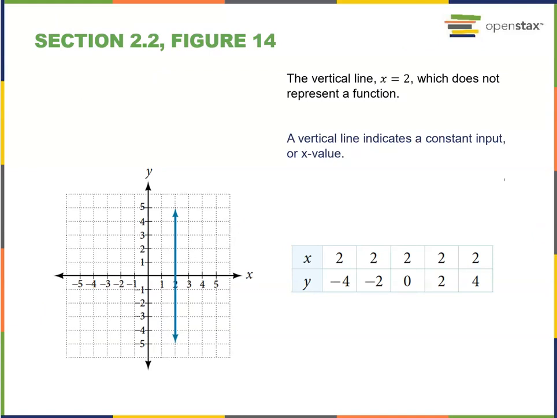So how do we graph a vertical line? An example: this is a vertical line here, that is x equals 2. A vertical line indicates a constant input, or x value. Look at the y values of all the x's here. When x is equal to 2, these are all different y values. That's why you have that vertical line.